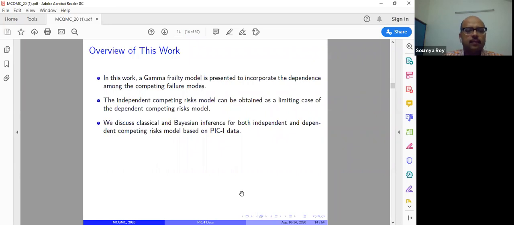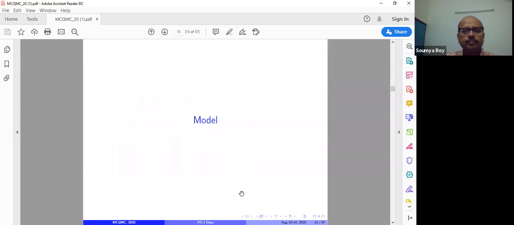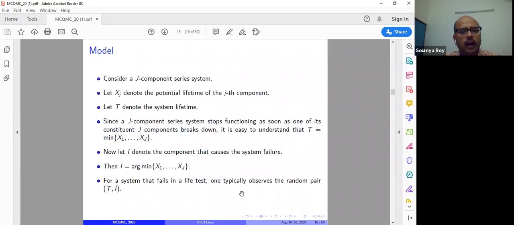Now, in this paper, as I have told, we are going to relax this independence assumption, and we are going to work with a gamma frailty model to incorporate the dependence among the competing failure modes. The independent competing risk model can be obtained as a special case of the gamma frailty model, which we are going to present. And of course, we are going to discuss the classical and Bayesian inference for both independent and dependent competing risk models.